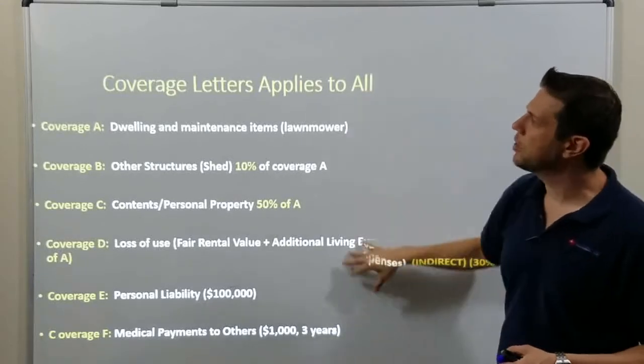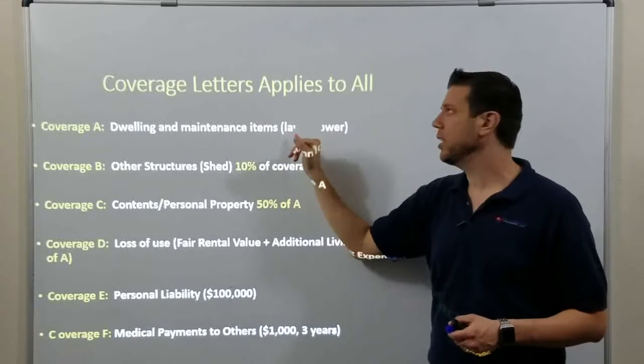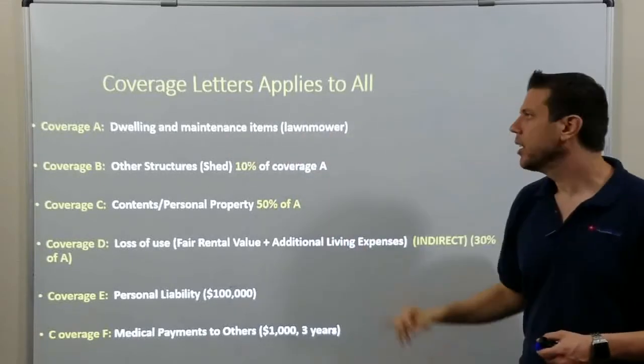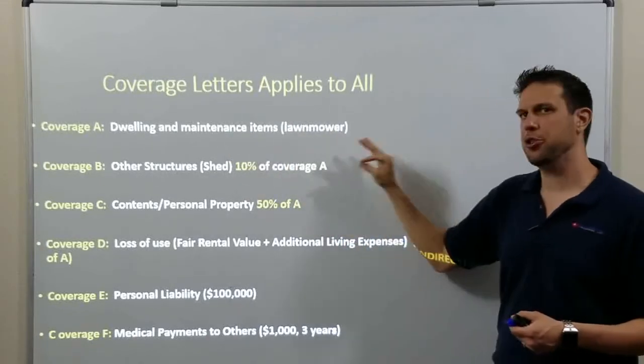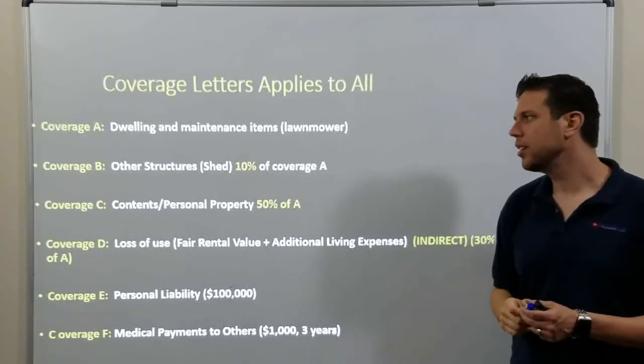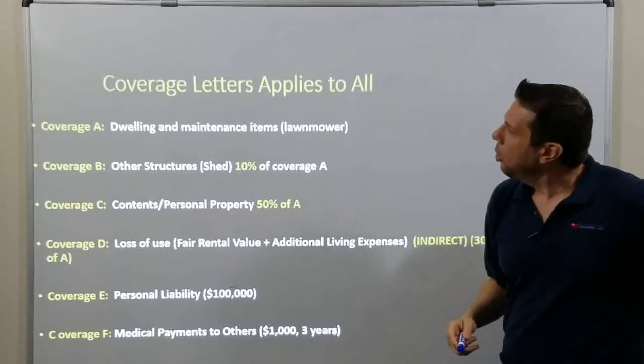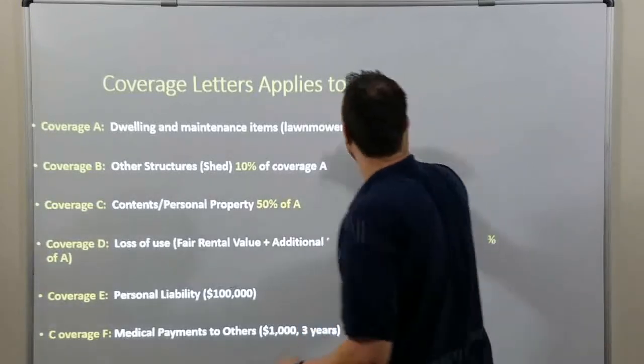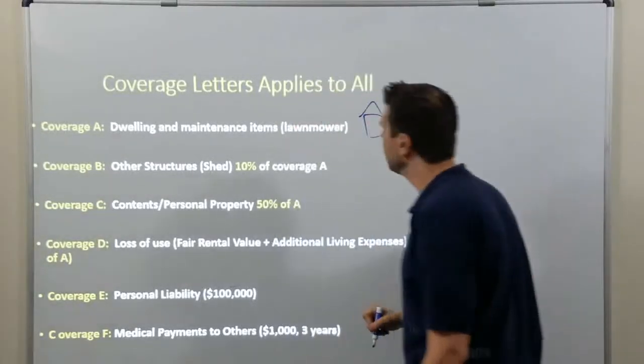Homeowners insurance has coverage letters. Coverage A is real property. That's your structure. Coverage B is other structures. That's your shed. Coverage C is contents. That's your couch. Homeowners is a package policy, so you get all of the coverages.